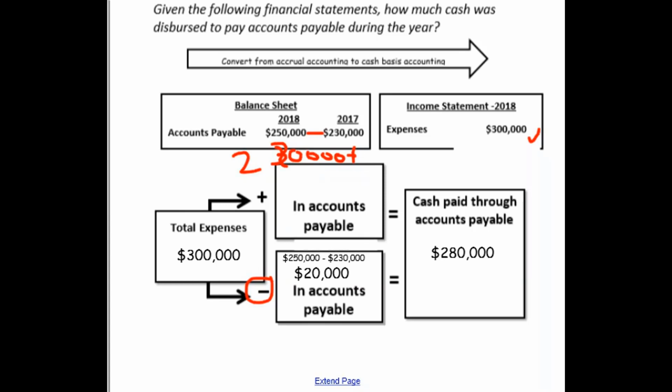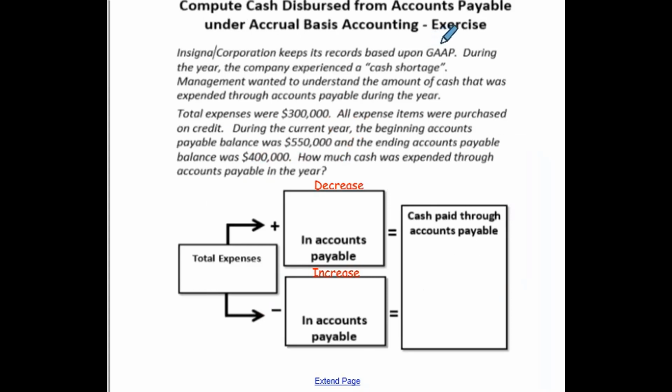Okay, let's try one more example. Remember, generally accepted accounting principles require accrual accounting. For some reason during the year the company experienced a cash shortage. Why? We're not told why, they just experienced it. So management wants to understand the amount of cash that was expended through accounts payable during the year. We're told that total expenses were $300,000, and remember this is on an accrual basis. All expense items were purchased on credit, which confirms it was on an accrual basis.